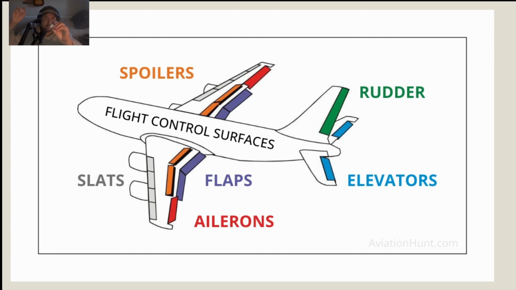Opposite's true on the other side. If this one was down, this wing would be pushed up by lift. If this aileron was up, this wing would get pushed down, and now you're in a right turn. So that's kind of how the ailerons work.